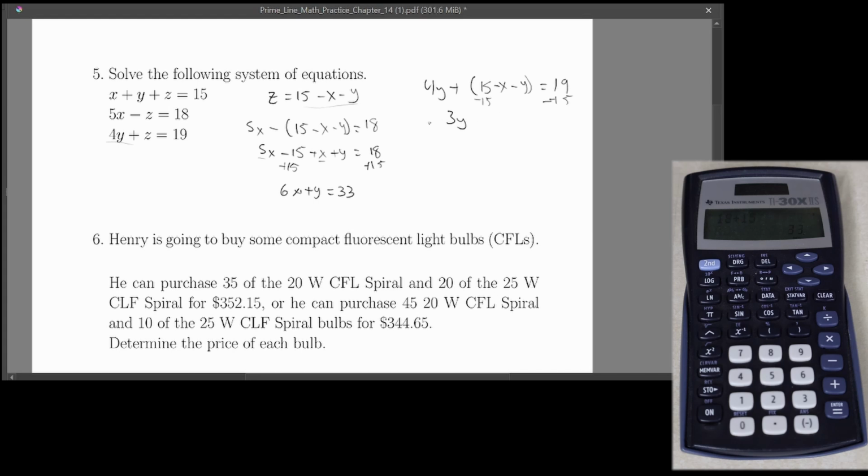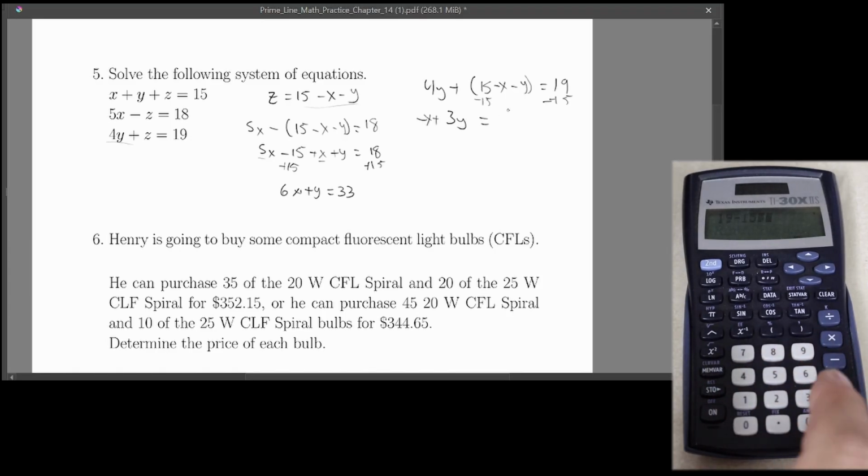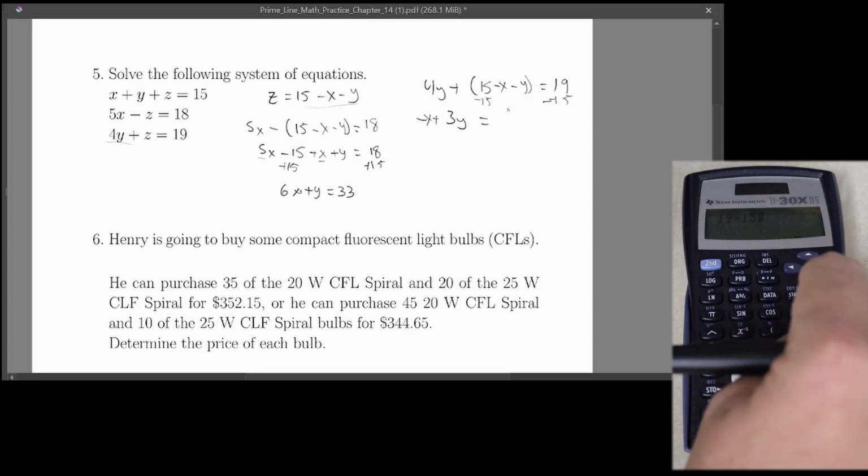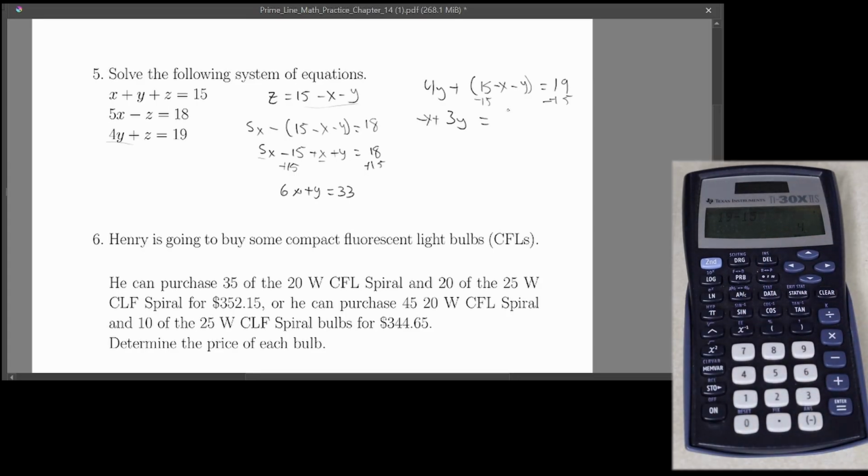So we get negative x plus 3y, and then 19 minus 15 gets us our 4. And so now we have 2 new equations that we're working with. We have negative x plus 3y equals 4, and we have 6x plus y equals 33. So this is taking it down from 3 equations and 3 unknowns to 2 equations and 2 unknowns.